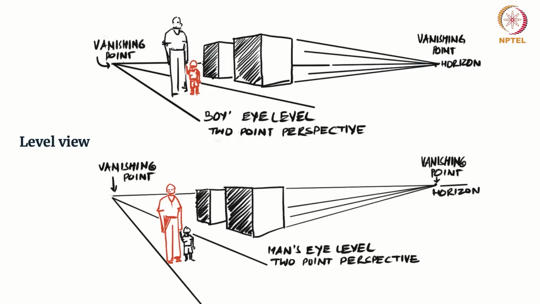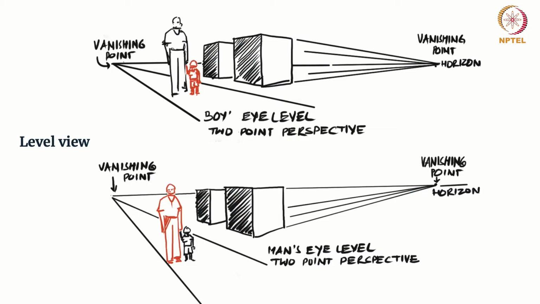Just to understand this from a real example, let us take two eye levels. One is an adult human, another is a small kid. If both are seeing the same structure or a product, depending on their eye level, the horizon will shift, and accordingly the appearance of the structure will change.